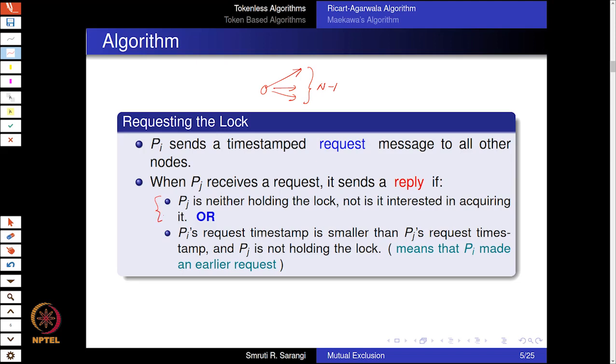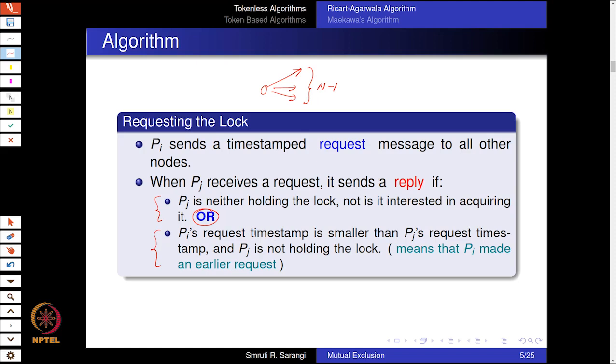The first is PJ is neither holding the lock nor is it interested in acquiring it. Alright. So if it is not interested at that point of time in acquiring it, or if it is not holding it, it just sends a reply. And the reply would follow the same rule for scalar Lamport clock. So its timestamp would be higher than the request. Or second condition, PI's request timestamp is smaller than PJ's request timestamp and PJ is not holding the lock.